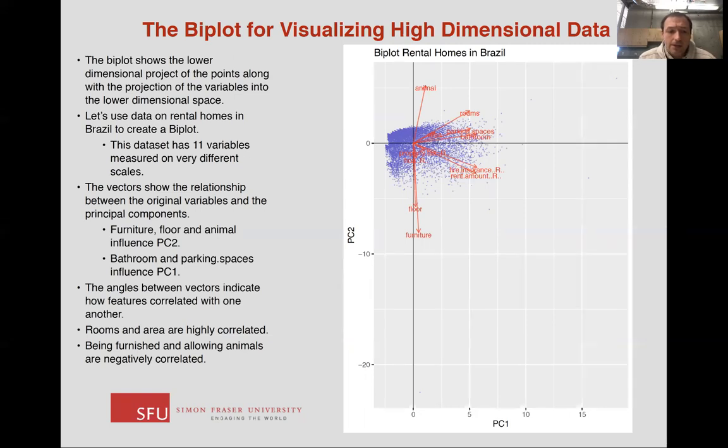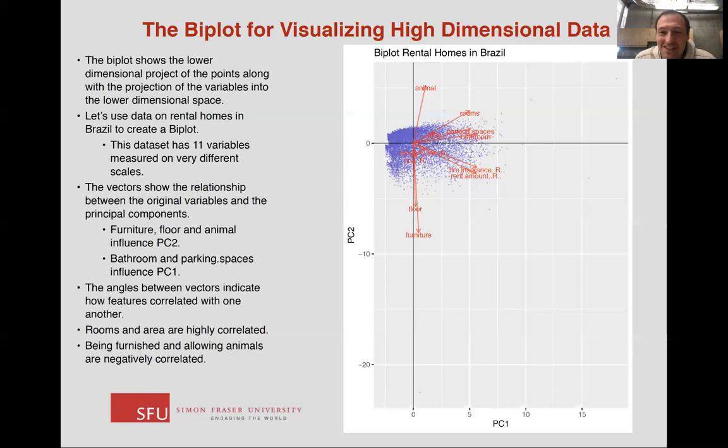All right, and so we see that rooms and area here, somewhat difficult to make out in this plot, are highly correlated with one another, and that makes a lot of sense. If you have a lot of rooms, then the square footage of your place is growing, right? And then we see that, for example, being furnished and allowing animals are negatively correlated. So these vectors point in different directions. And again, that probably makes some sense. If the landlord furnishes the apartment, they likely don't want cats and dogs running all over the place.